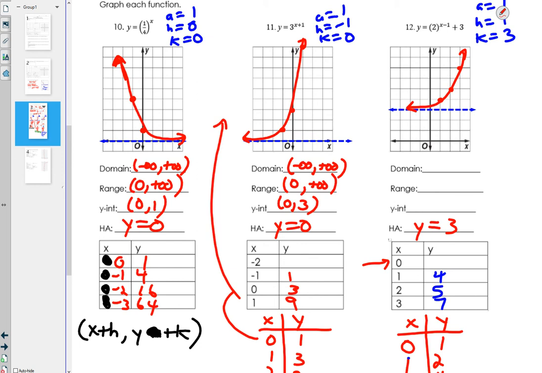For the range, they're very different. Domain's the easier one. What's the domain going to always be? All real numbers. I really hope nobody gets that wrong tomorrow. Yeah, perfect. Tell me what's the range going to be.